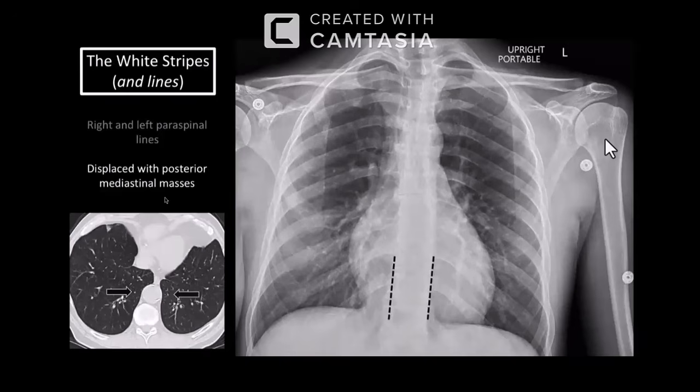The other lines are the right and left paraspinal lines. As the name suggests, you can actually see them along the spine. So this gets displaced with posterior mediastinal masses, or if there are any abnormal esophageal lesions.